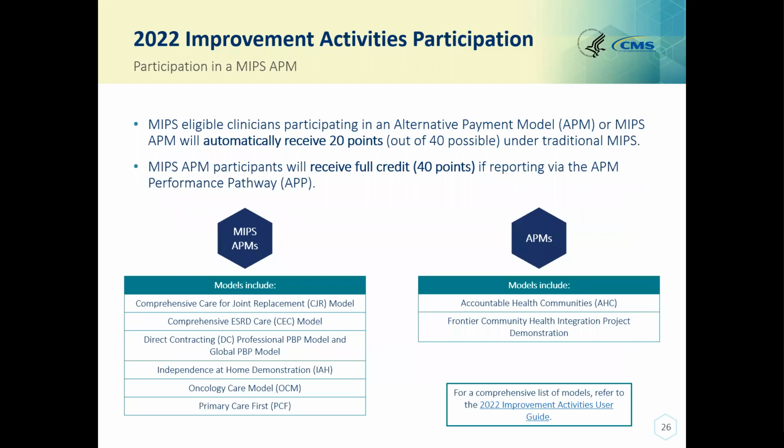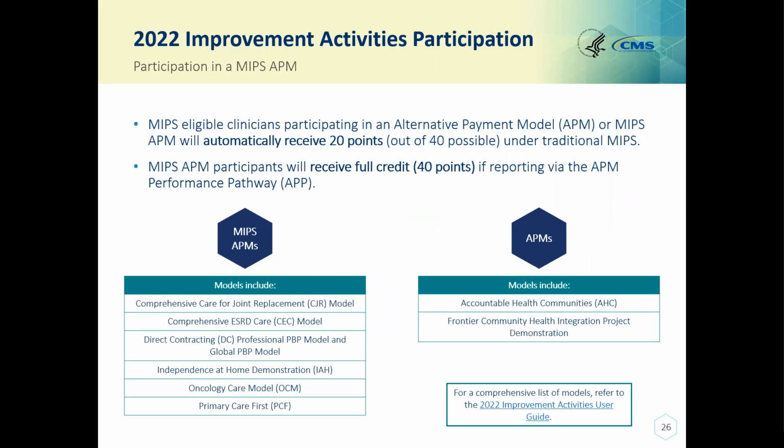Next slide, please. So for this one, MIPS clinicians participating in APMs or MIPS APMs will automatically receive 20 points out of the 40 under traditional MIPS. So they automatically get the 20, but they would still need to do more activities to get the rest of the 20. For MIPS APM participants reporting via the APM Performance Pathway, they would receive full credit. They would not need to do any improvement activities. They would receive full credit for being in the APP. Below, there are some models noted that lay out some examples of what MIPS APMs or an APM might be. It's not all inclusive.